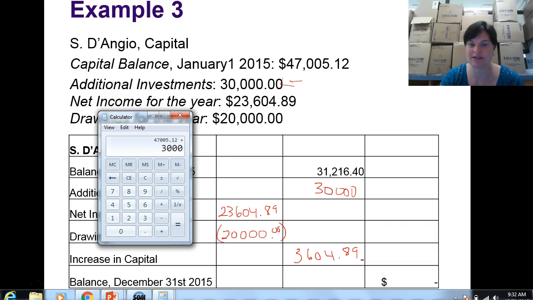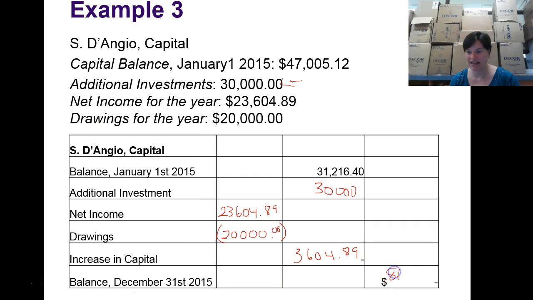Plus 30,000 plus our change in capital, which is positive. And therefore, our new capital figure is, whatever it adds up to be. Yeah, I think it's $80,601.29. And that is it.